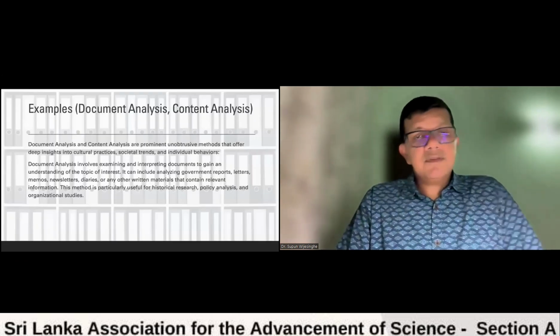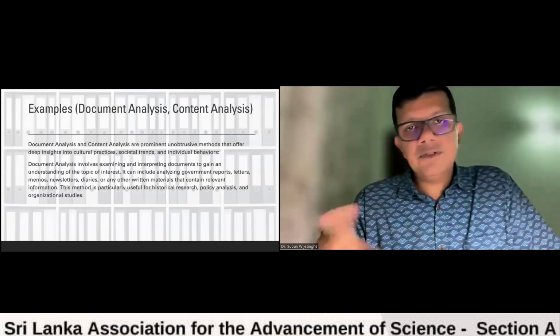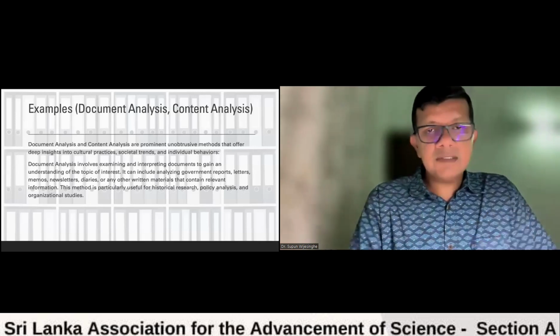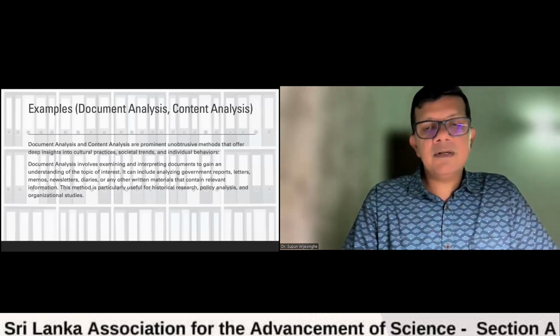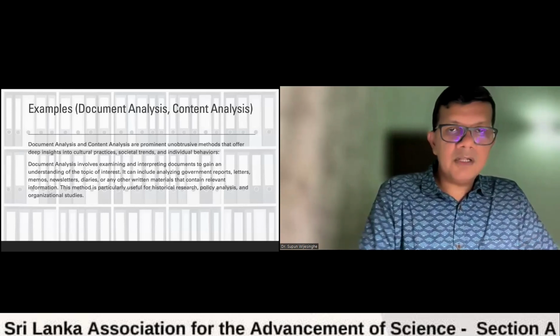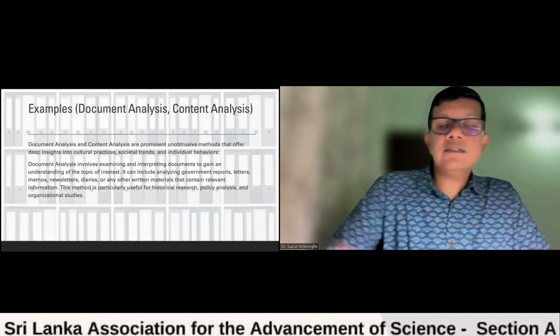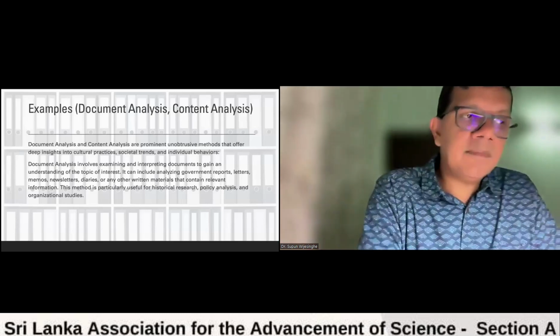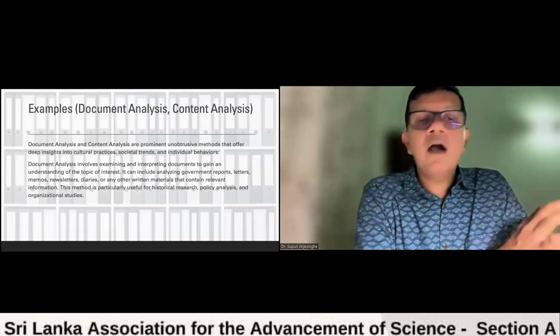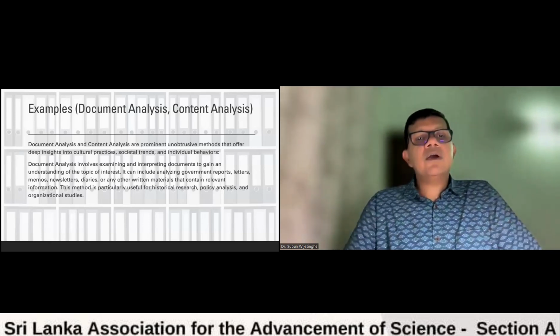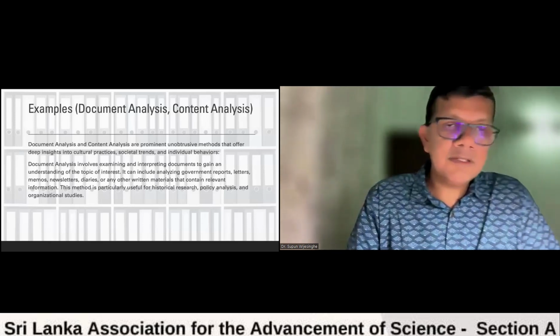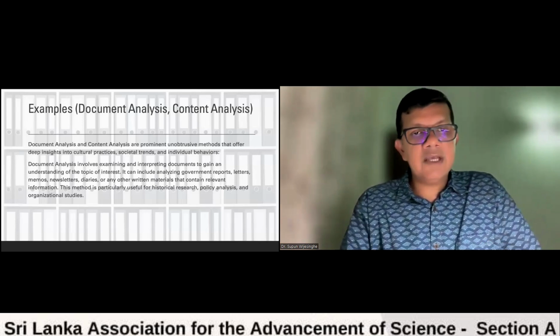One of the other areas of unobtrusive methods is document analysis. You can study the documents. For example, some people study protocols of the hospitals, how they have changed over time from the 1990s to nowadays. If you are studying the Baby Friendly Hospital Initiative, how it has changed. So these are called document analysis. Some people call this policy desk reviews, etc.